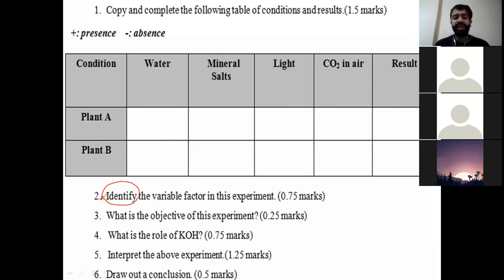Question 4.3. What is the objective of this experiment? Why do we do this experiment? The objective, as you said before, is to study the importance of carbon dioxide for the growth of the green plant. Till now, you didn't add any information from your side. First 1.5 marks from the table, then variable factor 0.75 marks, 0.25 marks for the A. Here, additional information from your side, from your acquired knowledge.